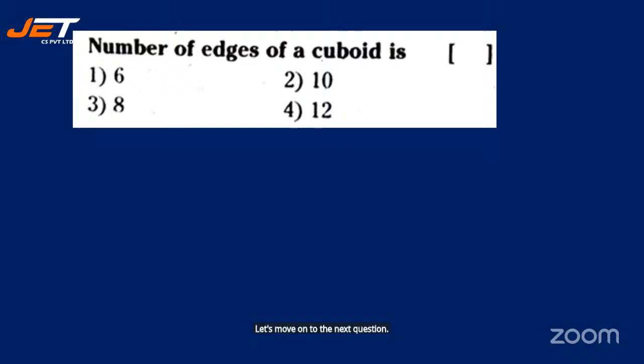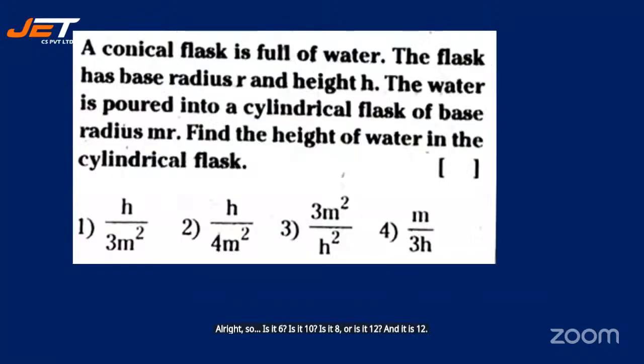Number of edges of a cuboid is dash. Number of edges of a cuboid is 6, 8, 10, 12. All right. So is it 6? Is it 10? Is it 8 or is it 12? And it is 12. Yes.